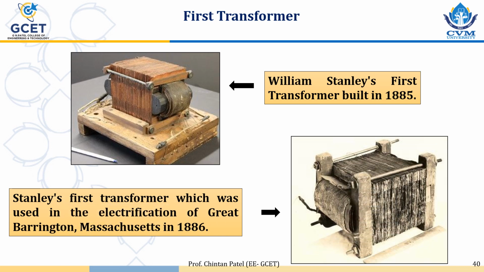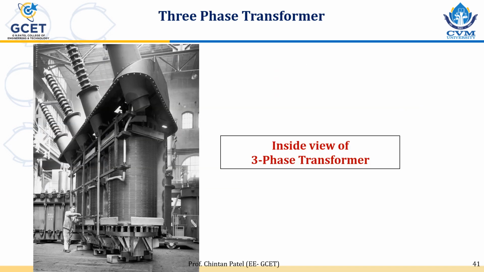This is the very first transformer, which was designed by William Stanley in 1885. Stanley's first transformer was used in the electrification of Great Barrington, Massachusetts in USA in 1886. So these two are the transformers first designed by William Stanley. This is an inside view of a three-phase transformer during construction. We can observe various components: core, winding, and some other auxiliary components.